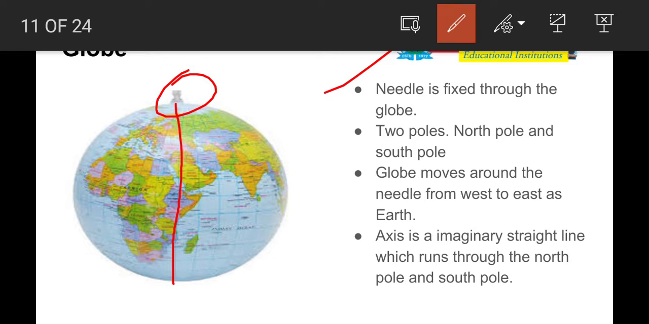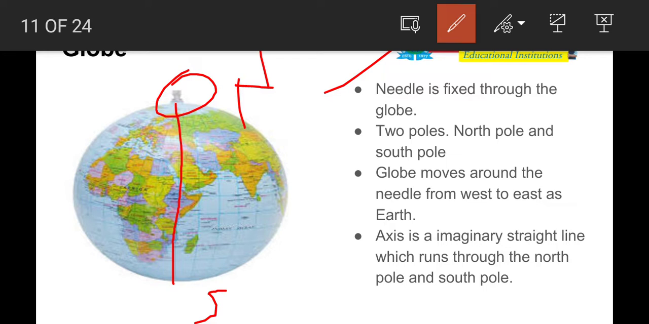It has two poles, children. What is the first one? North pole in the north direction, south pole in the south direction. So the north pole and south pole are the poles, children. The globe moves around the needle from west to east, as the Earth does. So our Earth rotates from west to east. It is the movement of the Earth, children, because the globe is a model of the Earth.